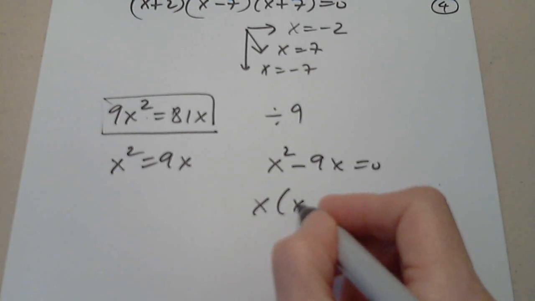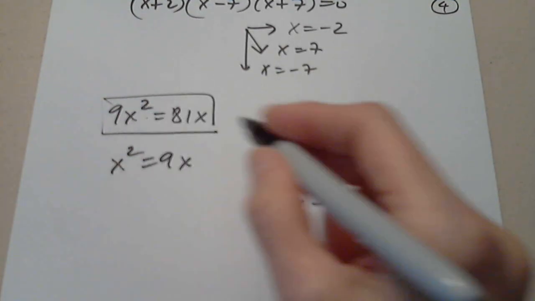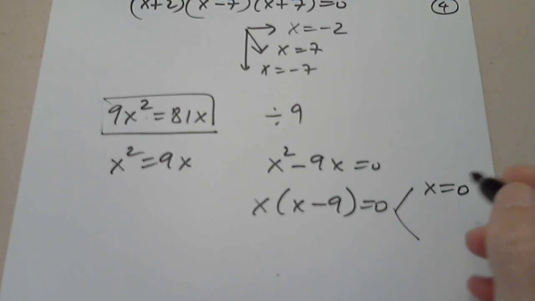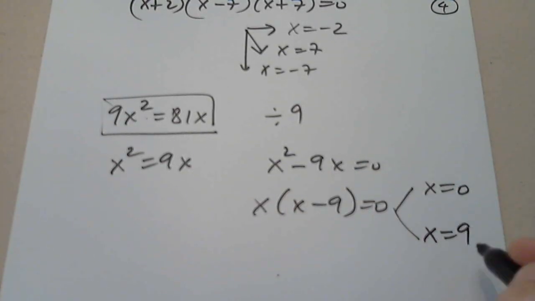Now I will factor out x. It's quadratic, so I expect two solutions. And the solutions are 0 and 9. When the first factor is 0, excellent, x is 0. And the second factor is 0, x is 9. Very good. Thank you. Any questions, anybody?